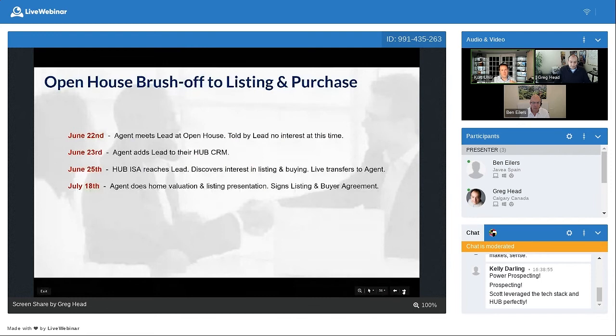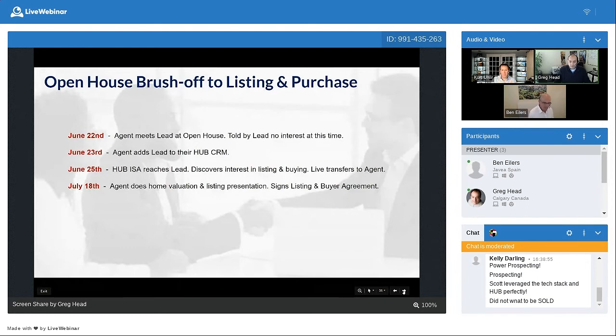July 18th, the agent goes and does a home valuation and listing presentation and signs both a listing and a buyer agreement. Let me back up. That agent was doing what of their role there? They were presenting. Prospect, present, negotiate. They write an offer on July 18th. And August 1st, they write an offer to purchase. And on August 15th, they close on the listing. $19,650 in GCI.